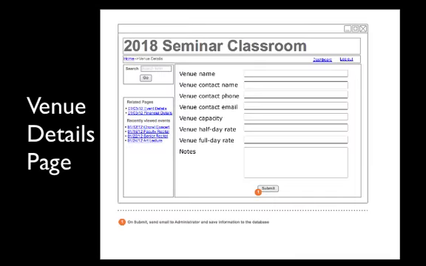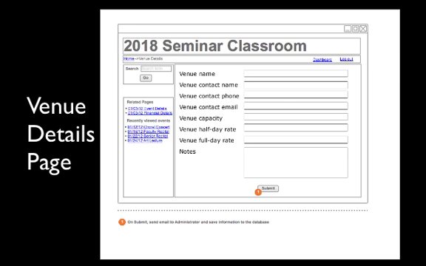Venue details page. Venue name. Name of the room or space to be booked. Venue contact name. Name of the contact for the venue. Venue contact phone. The phone number of the venue contact person. Venue contact email. The email address of the venue contact person. Venue capacity. The official occupancy limit for the venue.